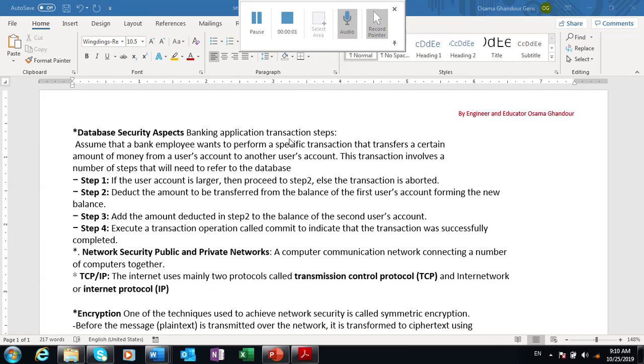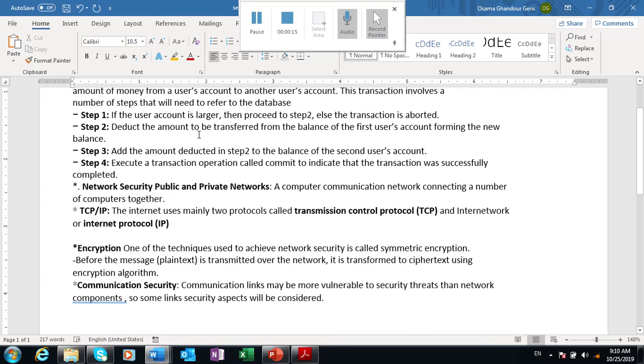Hello audience. In this video we speak about four things. The first thing is database security aspect. We will speak about a bank application transaction steps. Then we'll speak about network security in public and private networks. And third, we speak about encryption. And finally speak about communication security.